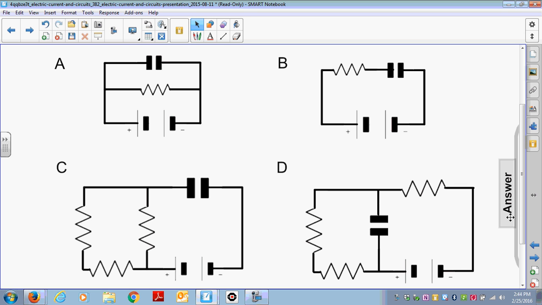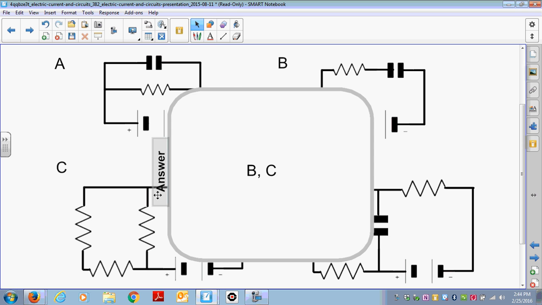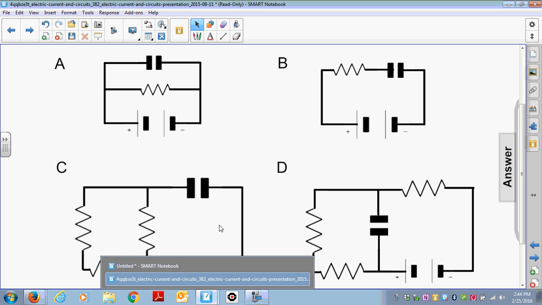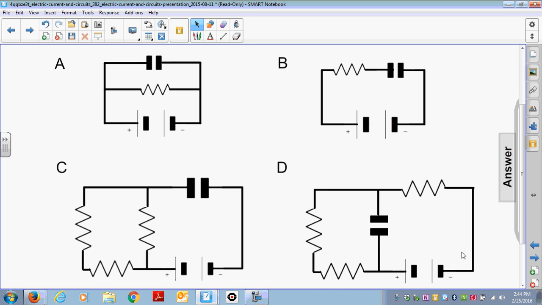Okay, so let's take a look. If you look at the circuit, hopefully you chose B and C. If I disconnect the battery here and replace it with a wire, just leave it there, the charge on the two plates of the capacitor remains the same. It doesn't move. If I remove the battery here, though, this capacitor will discharge through the resistor. If I remove this battery here, nothing happens to the plates. If I remove this battery here, the capacitor will discharge through these two resistors.